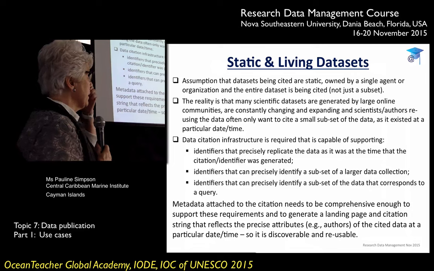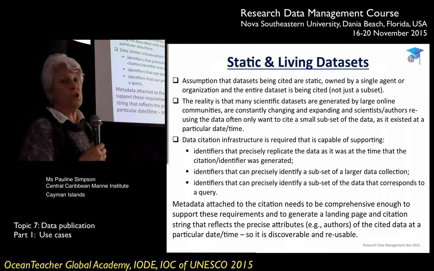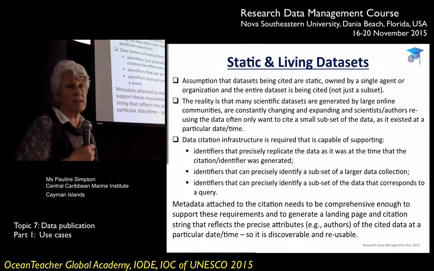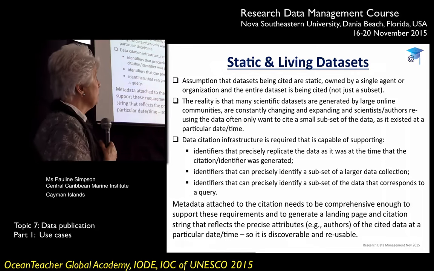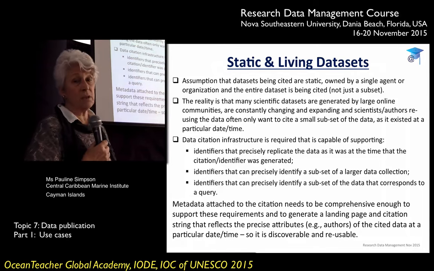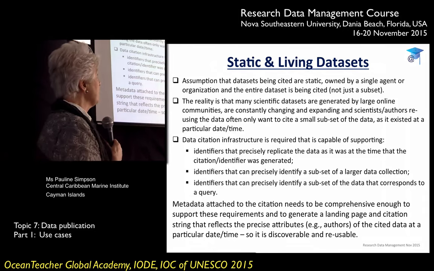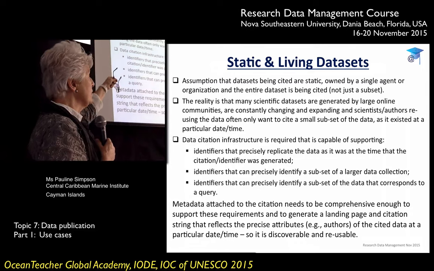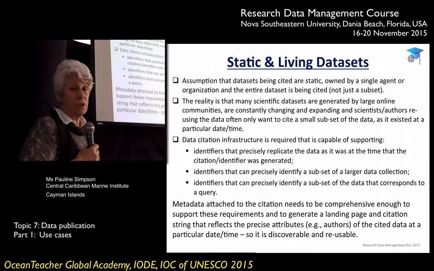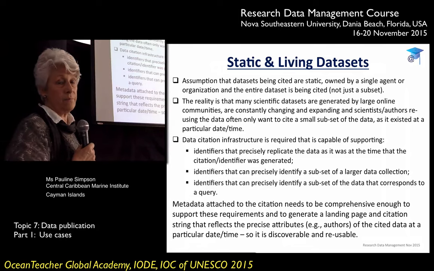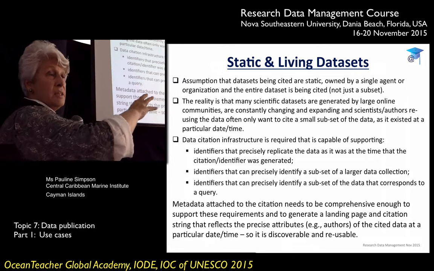I just want to talk very quickly about static and living data sets, because we mentioned it earlier. We always assume that data sets that are cited are static and single agent, single organizations, but they're not. A lot of them are huge scientific data sets and they're international data sets. So a data citation infrastructure is required that's capable of supporting identifiers that can precisely identify subsets and subsets of larger data collections, etc. So I just wanted you to understand that there are problems in citing living data sets.